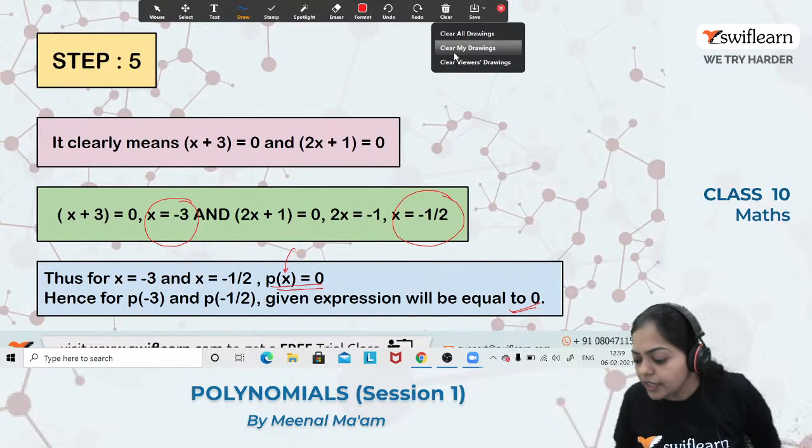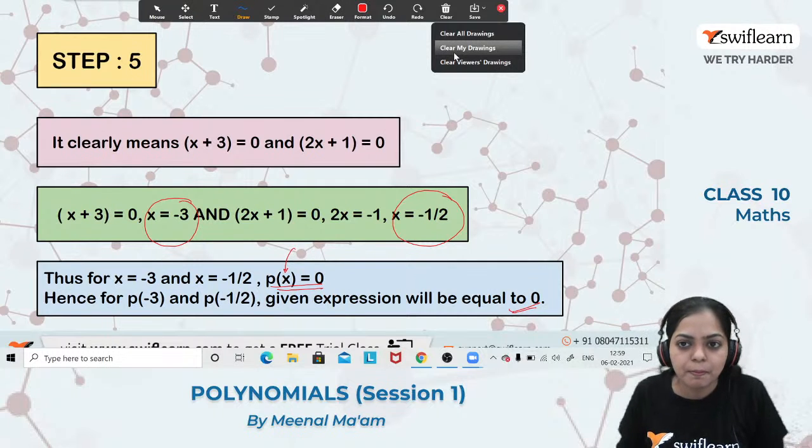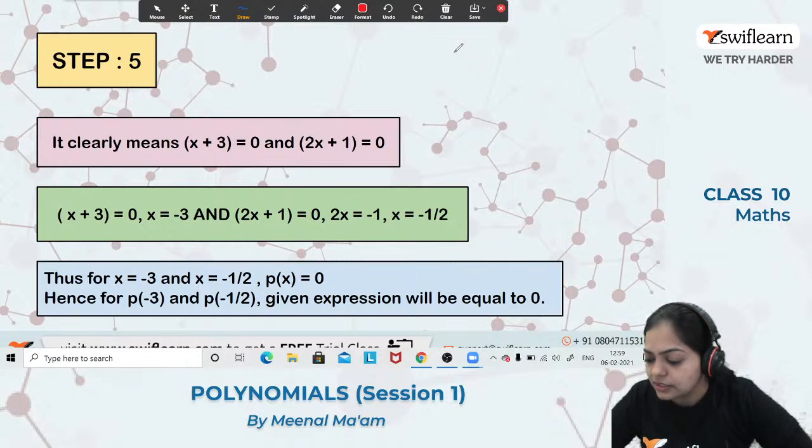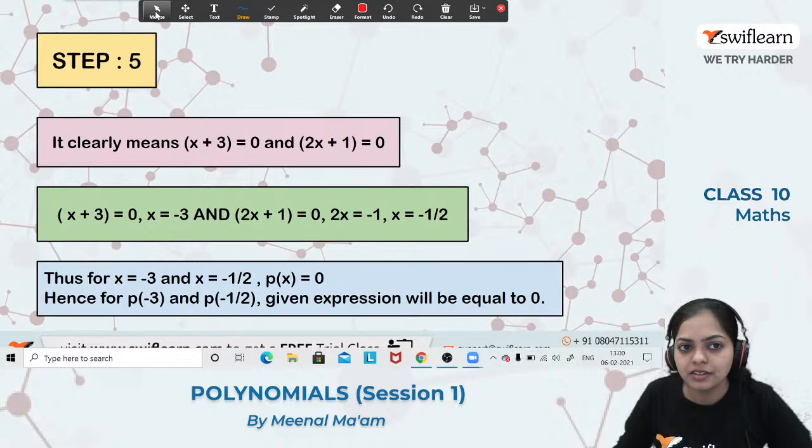Okay, so till here, any doubt, anyone? Does anyone have any problem? Just comment in the comment section, or else we will move on to the example. What do you all think? Let's move on to the example.